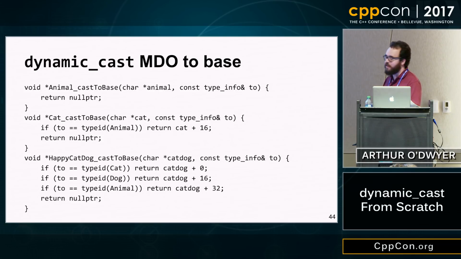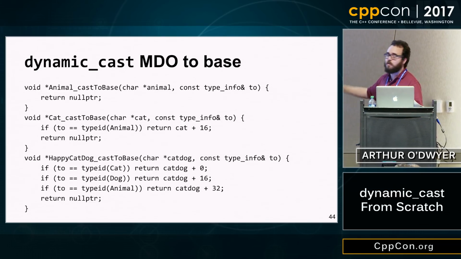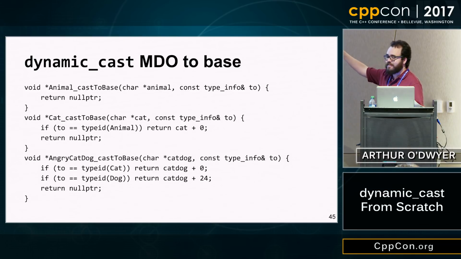What's the difference here? Oh, this is a happy cat dog. So it has one animal subobject. So if you ask the happy cat dog for its animal base, it will give you its animal base because it is an animal. The angry cat dog with non-virtual inheritance has two animal subobjects. So the angry cat dog is not an animal. And if you ask it for its animal subobject, it doesn't know about it. It's going to give you null in that case.